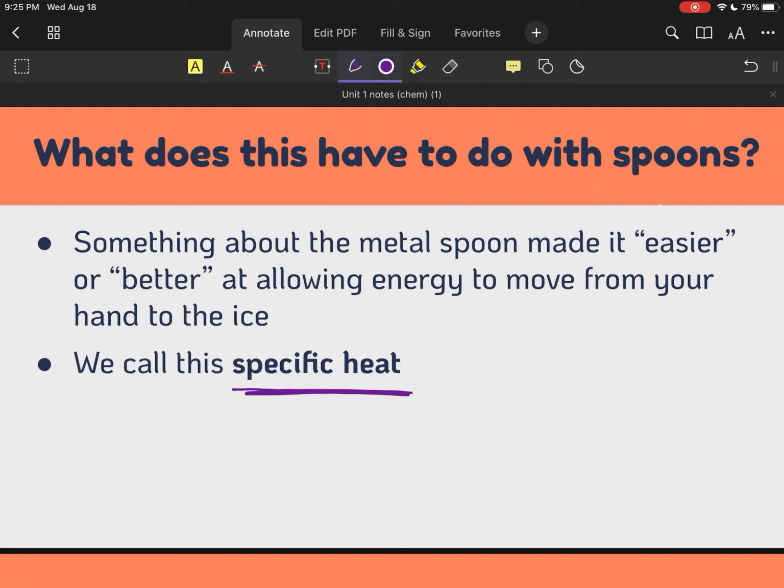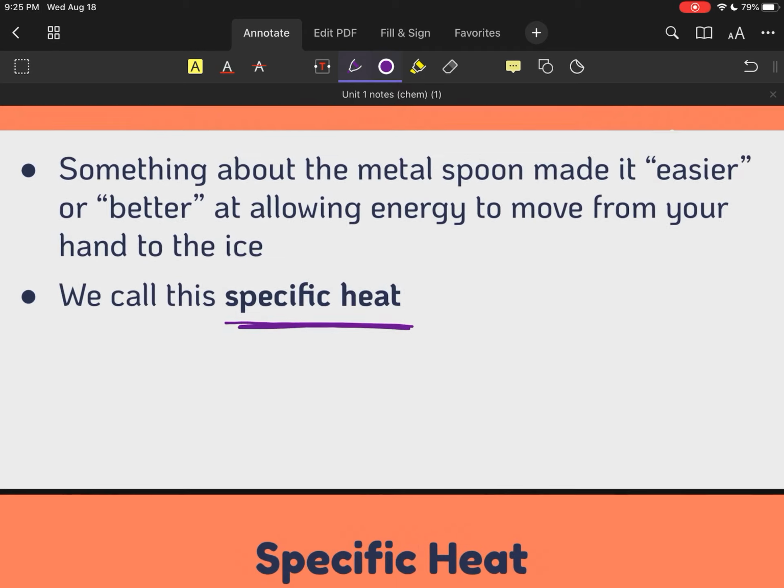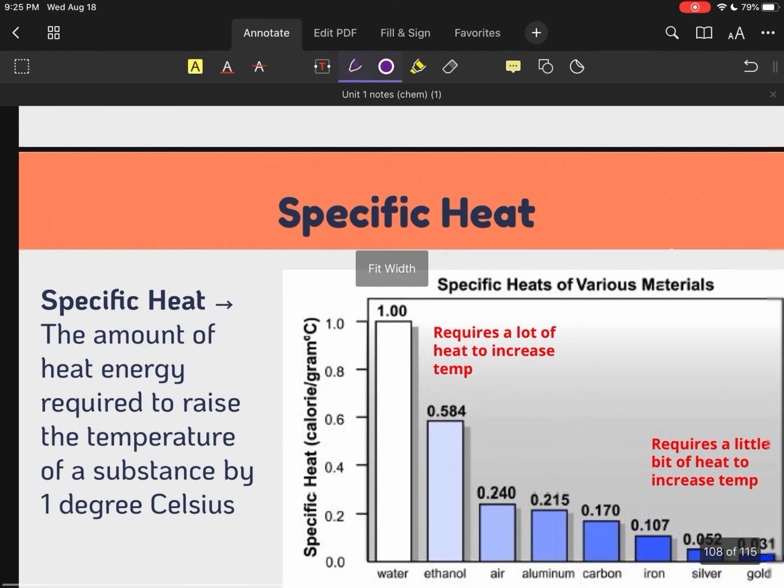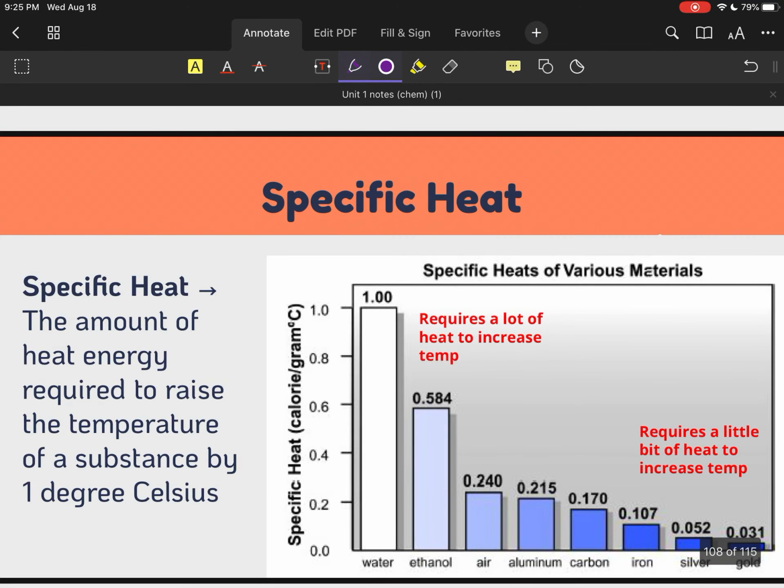Okay, so there's kind of a complicated definition, and then I'll explain an easier way to think about it. So here's the definition, okay? Specific heat is just the amount of heat energy required to raise the temperature of a substance by 1 degree Celsius. The part about 1 degree Celsius is just to standardize the measurement. But basically, it's just how much energy is needed in order to heat up or raise the temperature of an object. So we have some examples in the chart.